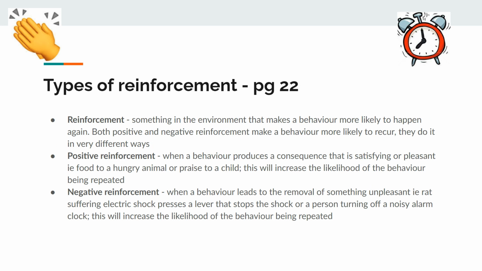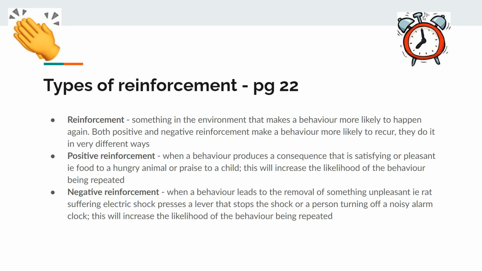Okay, so next we need to move on to look at types of reinforcements. This is at the bottom of page 22. Now, important thing to say first of all is reinforcement, whether it's positive or negative, the term reinforcement refers to something in the environment that makes a behaviour more likely to happen again. Positive and negative reinforcement work differently, and we'll talk about those in a minute, but both of them lead to the behaviour being more likely to recur.